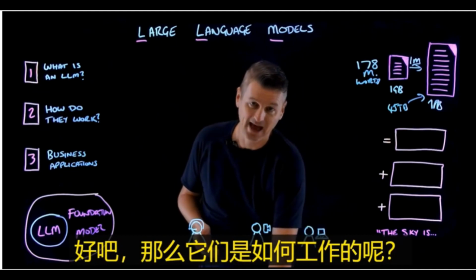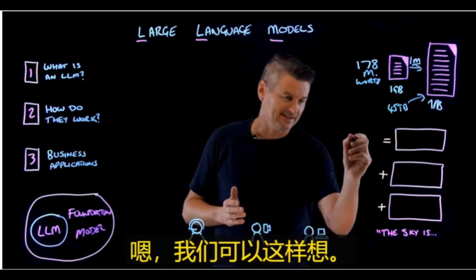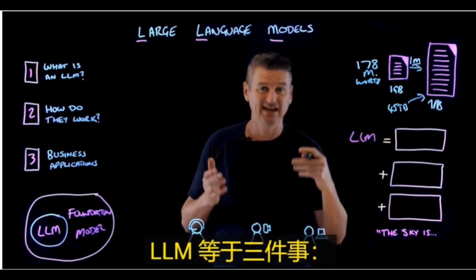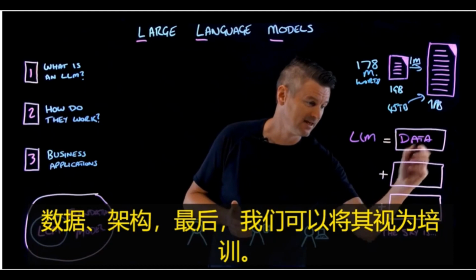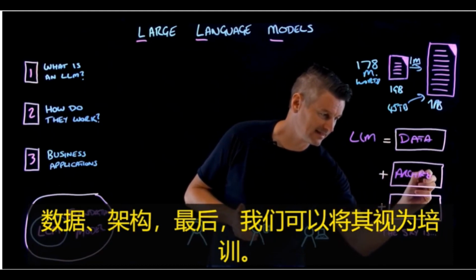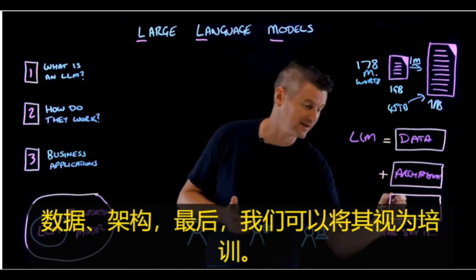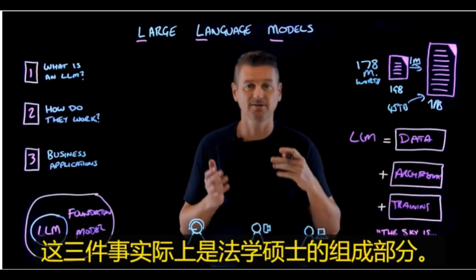All right, so how do they work? Well, we can think of it like this. LLM equals 3 things: data, architecture, and lastly, training. Those 3 things are really the components of an LLM.